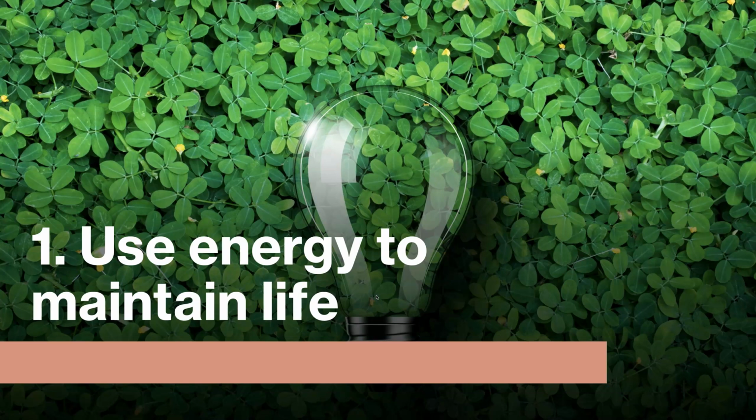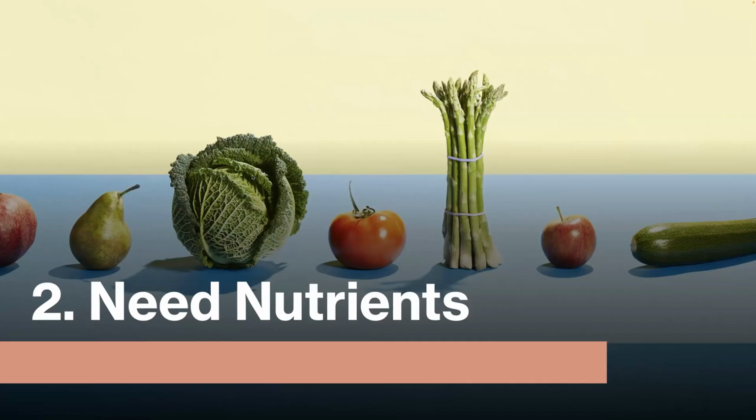How do plants get their energy? They get their energy from the sun. Most plants get their energy from the sun through the process of photosynthesis. So all living things get energy from somewhere, and they need energy. So all living things need energy.